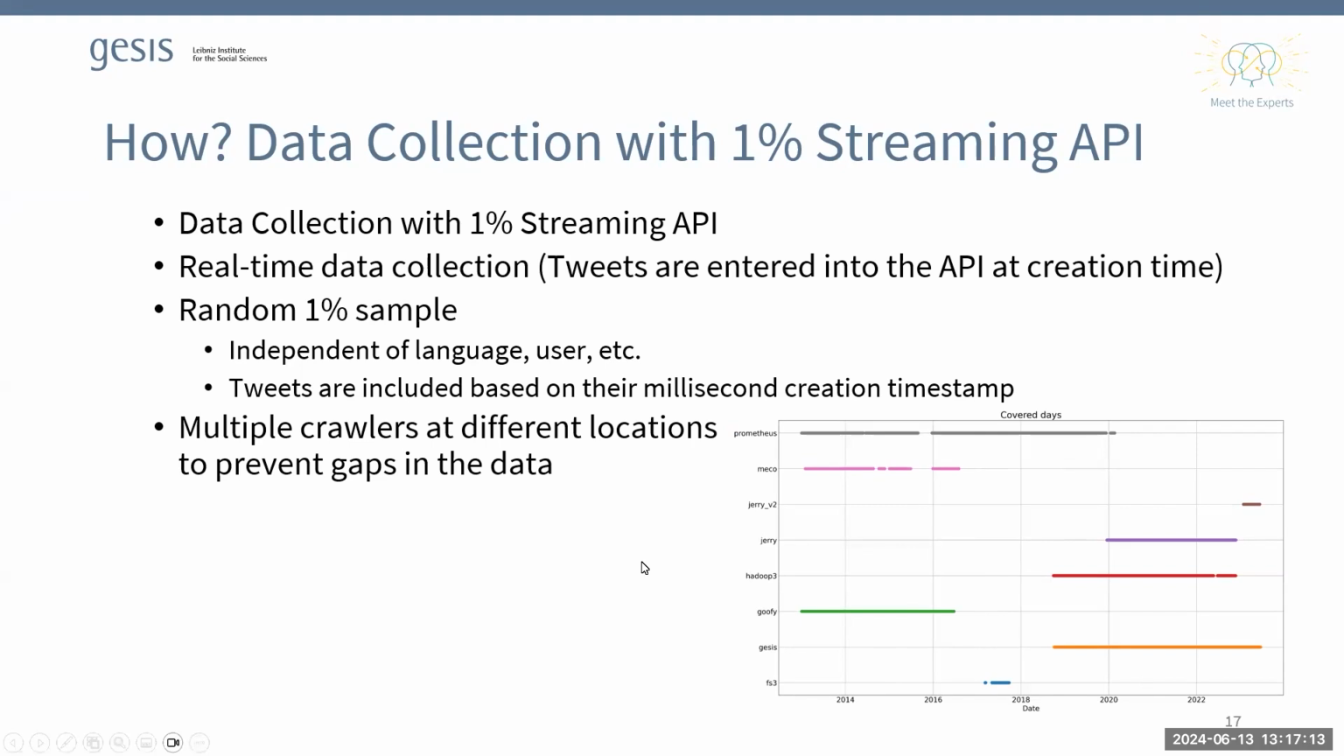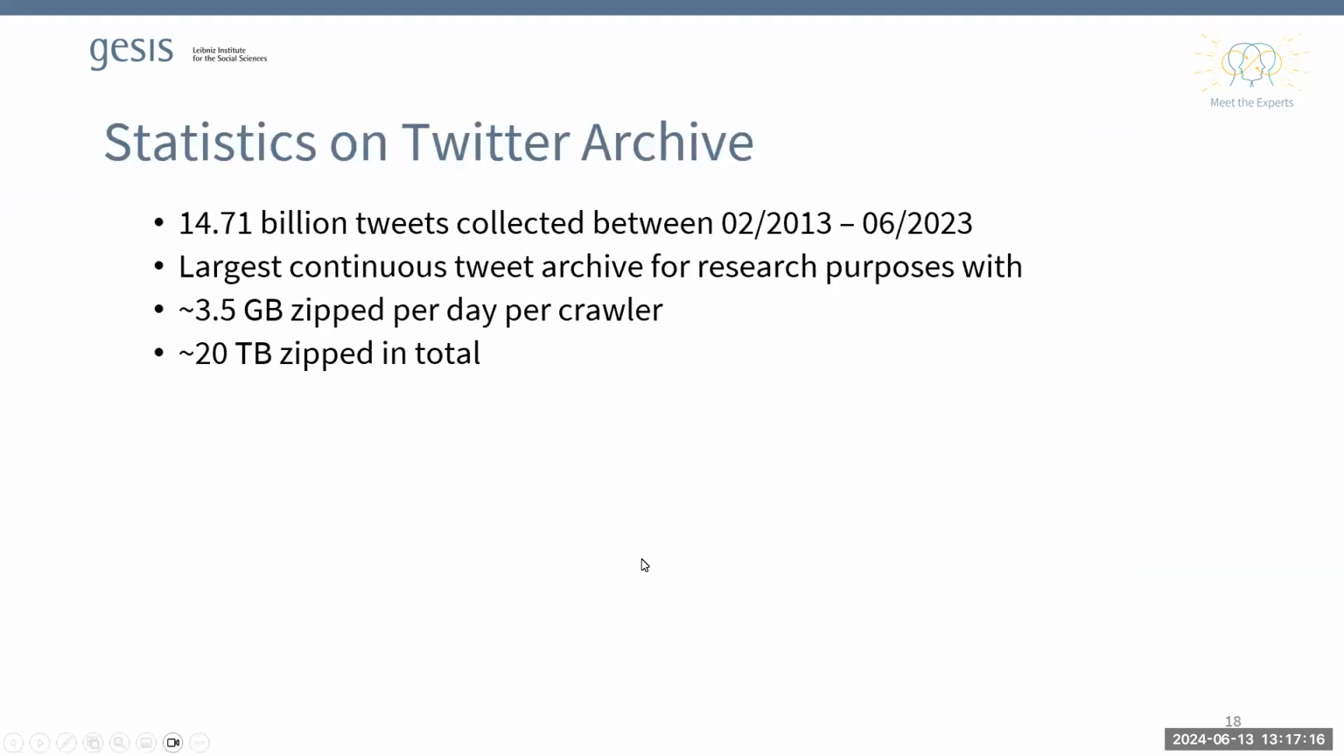And with this methodology, we ended up with this Twitter archive that contains 14.71 billion tweets that were collected over a period of more than 10 years, from early 2013 until June last year. And to our knowledge, it's the largest continuous tweet archive for research purposes, with 3.5 gigabytes zipped per day per crawler, and in total it's around 20 terabytes. So we can say it's very, very large scale.